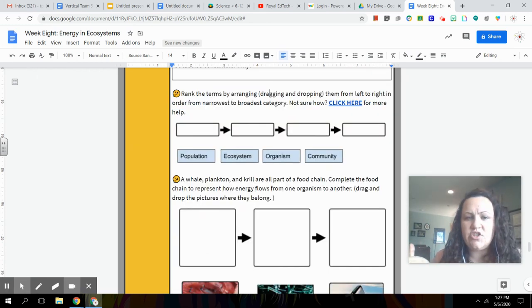Continuing down the list, this is just some review. You're arranging these in order from the smallest category to the largest category. Once again, those tutorials are there to help you. And then last and certainly not least, you're going to complete a little short food chain by putting the food sources in order of how the energy flows through the food chain.